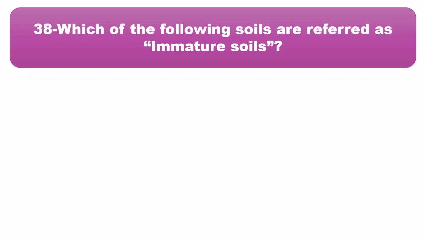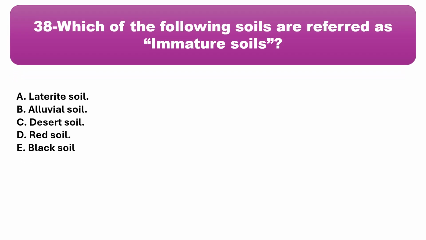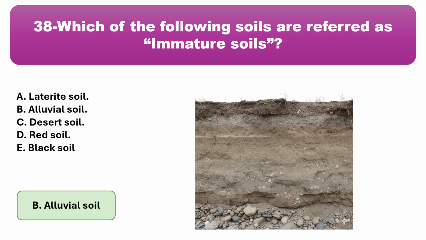Next question. Which of the following soils are referred to as immature soil? The options are A. Laterite soil, B. Alluvial soil, option C. Desert soil, option D. Red soil, option E. Black soil. The correct answer here is alluvial soil. See, this is the soil profile of a typical alluvial soil. It has a very weakly developed soil profile. That's why they are called immature soils.